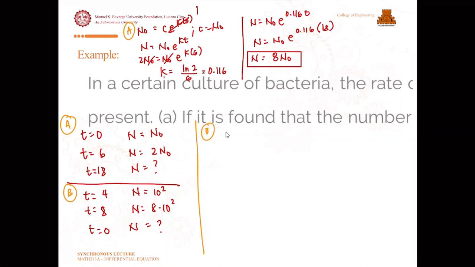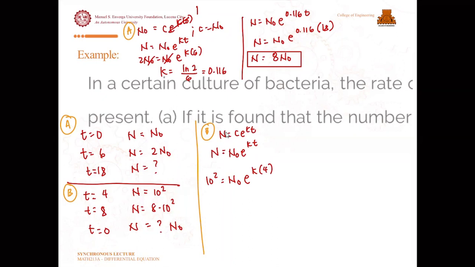Since meron tayong given, pwedeng gawin natin si N dito is gawin natin N sub O din muna, no? Okay? So kung gagamitin natin yung original kanina na formula, N is equal to C e^(KT). Kung titingnan natin yung initial, makukuha natin na si C is equal to N sub O. So yung formula natin will be N sub O e^(KT). Okay? Tapos magkakaroon tayo ng dalawang condition. Yung isa, ang value ng N natin, 10 squared is equal to N sub O e^(K times 4).